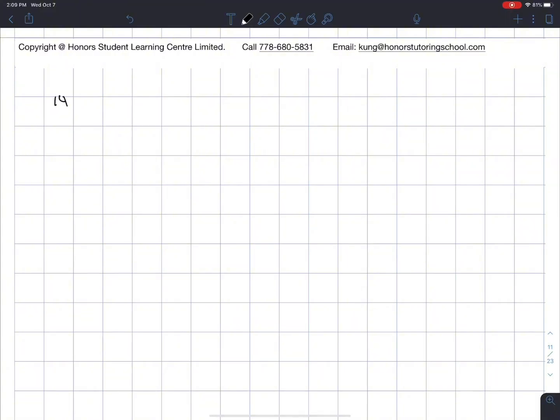Question 14. A basketball player made 48 baskets and missed 112 times. So the total shots that he took is 48 plus 112. And this will give us 160 times. What fraction of the shots did the player make? So he made 48 baskets. This is 48 out of 160. Again, we want to simplify this.